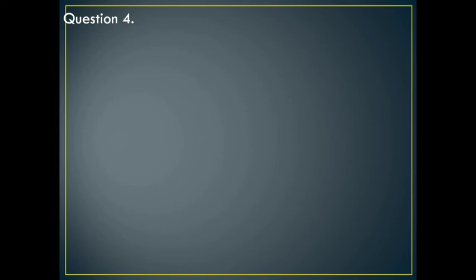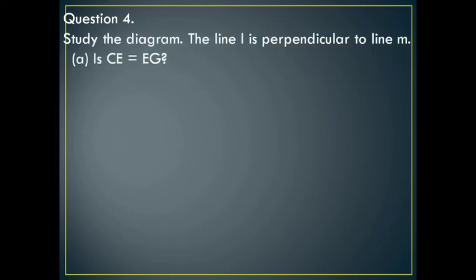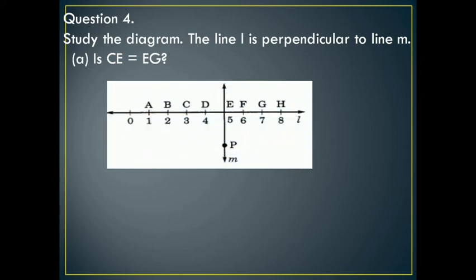Question number 4. Study the diagram. The line L is perpendicular to line M. So is CE equal to EG? Look at this diagram. Line L is a horizontal line, and line M is a vertical line. Okay. Now we have to write the answer. Is CE equal to EG? Now look here.